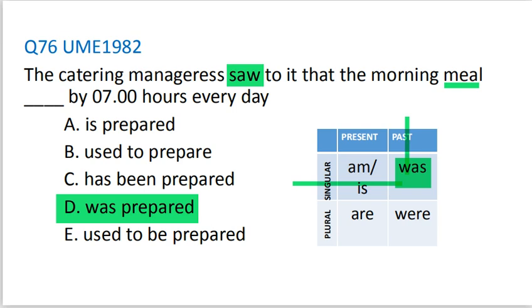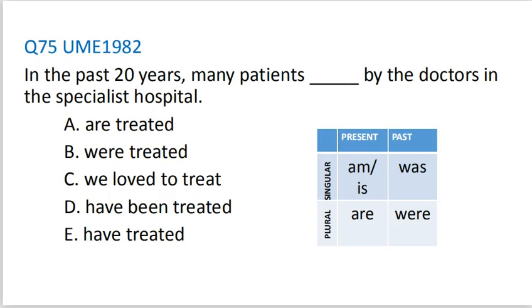Let's move to the next question. That is question 75, UME 1982. In the past 20 years, many patients dash by the doctors in the specialist hospital. A. Are treated. B. Were loved to treat. C. Have been treated. D.